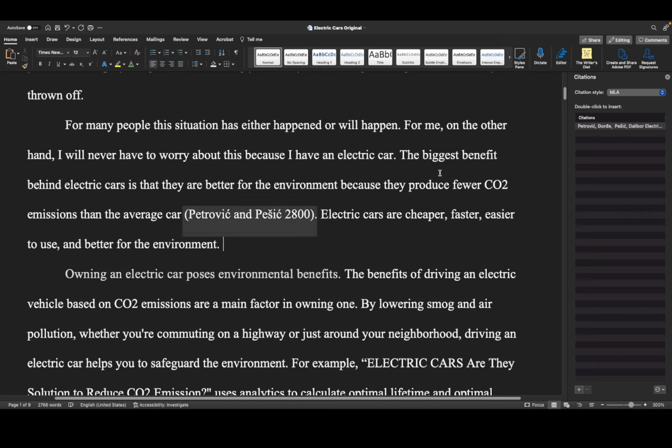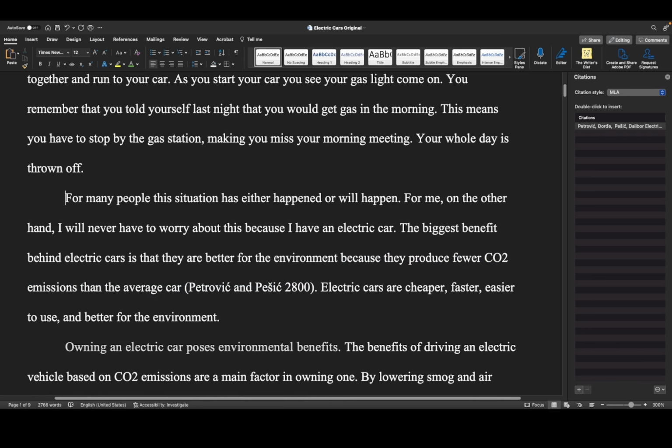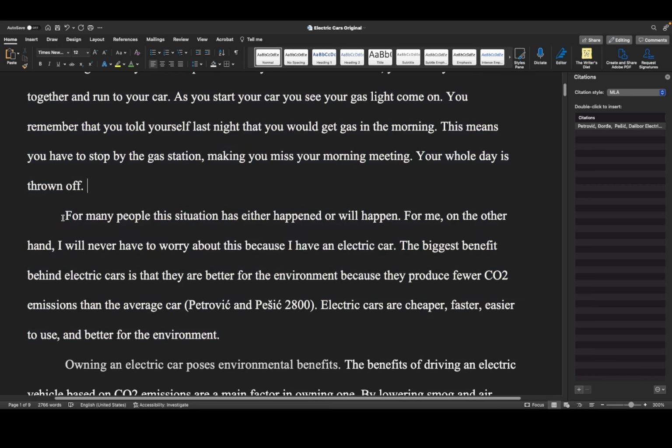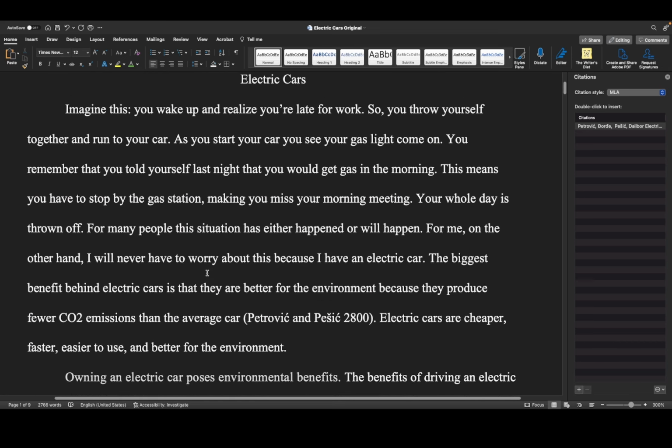The biggest benefit behind electric cars is that they're better for the environment because they produce fewer CO2 emissions than the average car. Petric 2800. They're cheaper, faster, easier to use, and better for the environment. Now that seems awkward, right? Okay. We've really shrunk this down enough to where we need to bring it back up into this paragraph, right?